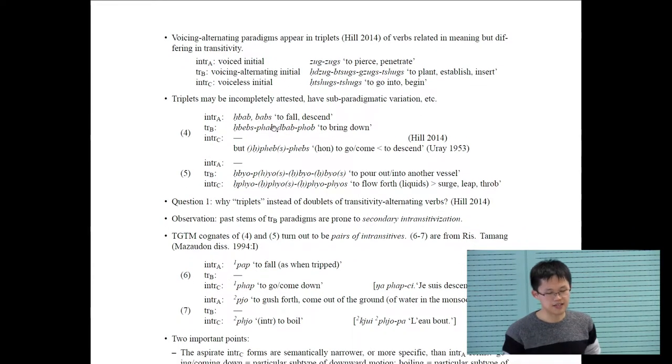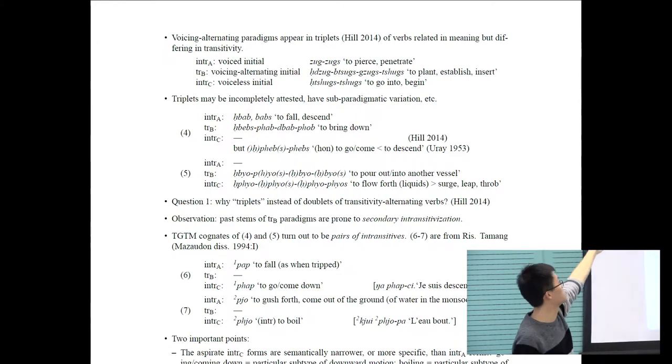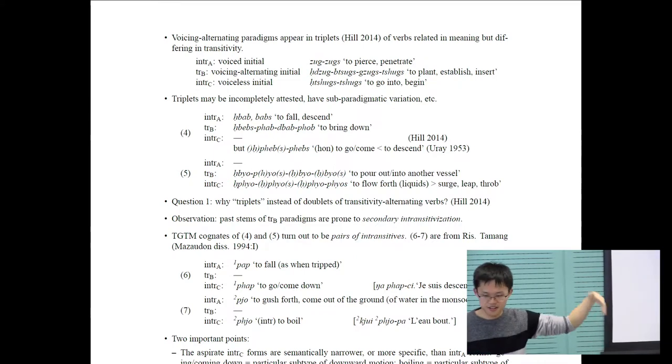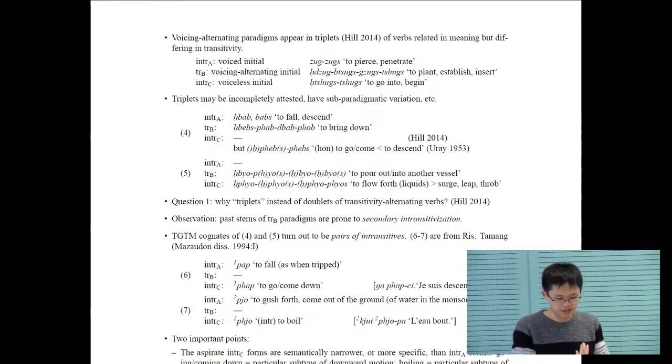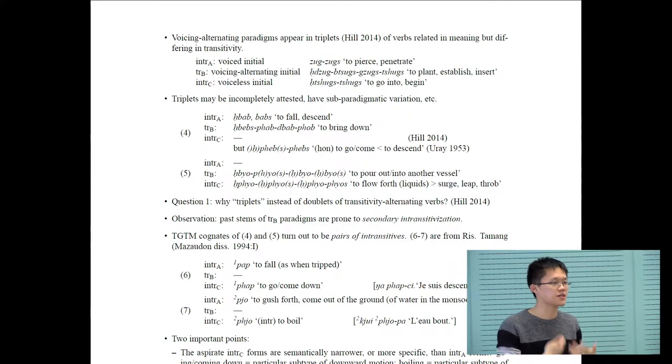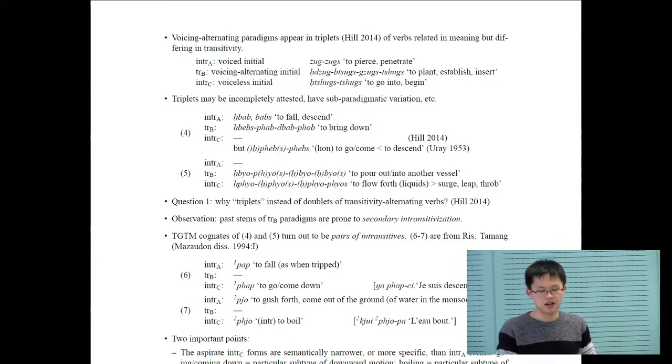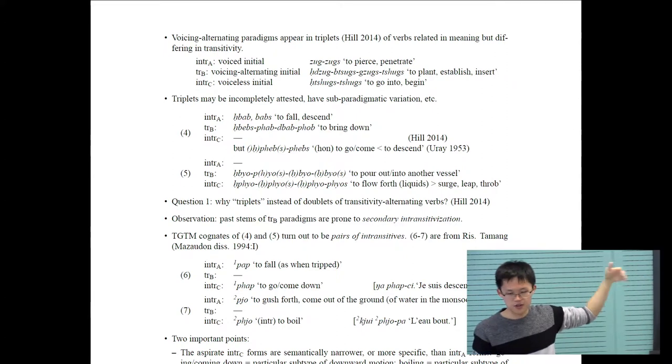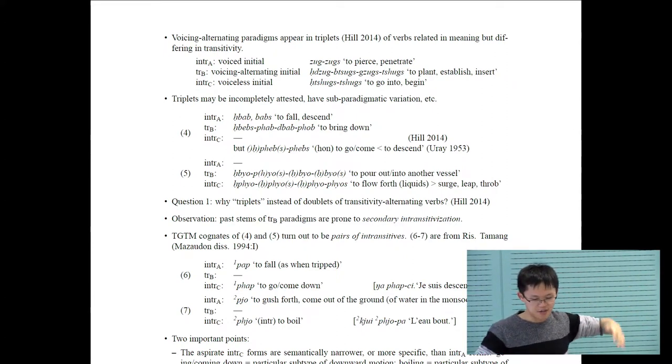Now, triplets may be incompletely attested. They might have subparadigmatic variation, etc. An example would be 'to fall': you have an intransitive A with a voiced onset, transitive B with voice alternating onset, 'to bring down, to make fall', and intransitive C is not attested according to Hill 2014. But in an earlier paper, Gezaouri actually said that the honorific 'to go, to come' is an intransitive C form, originally meaning 'to descend'. You could also have intransitive A unattested, transitive B 'to pour out, to make flow forth', and intransitive C 'to flow forth'.